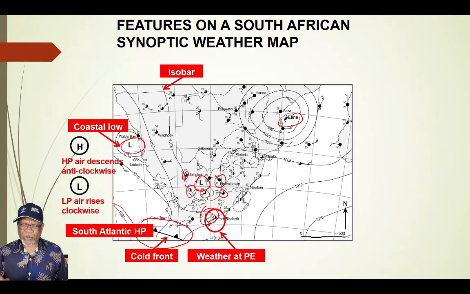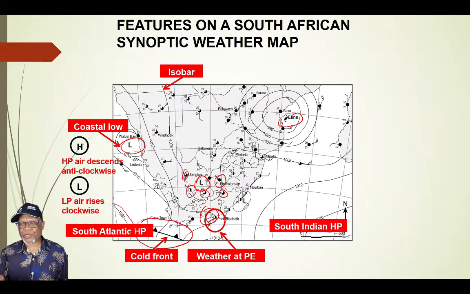And then we're looking at the weather at Port Elizabeth, and then you look at the wind speed, you look at the cloud cover that is due to this mid-latitude cyclone that is approaching there. Now you have your South Indian high pressure cell, which is on the east.